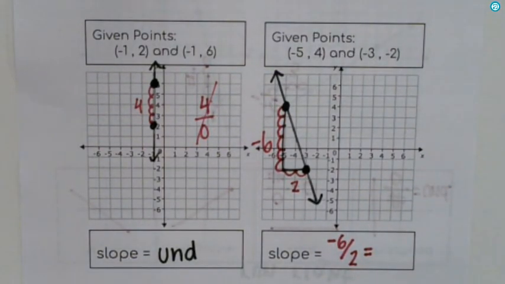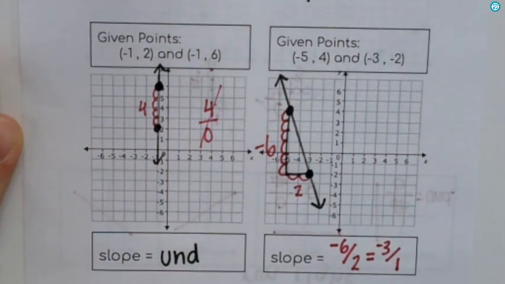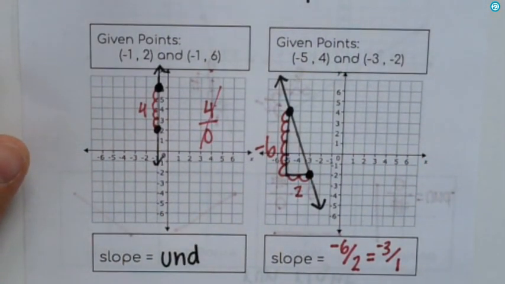-6 over 2. What can I divide both 6 and 2 by? 2. So -6 divided by 2 would be -3. And 2 divided by 2 would be 1. So you could divide it out and reduce it like that. Or you could just say -6 divided by 2 is -3.